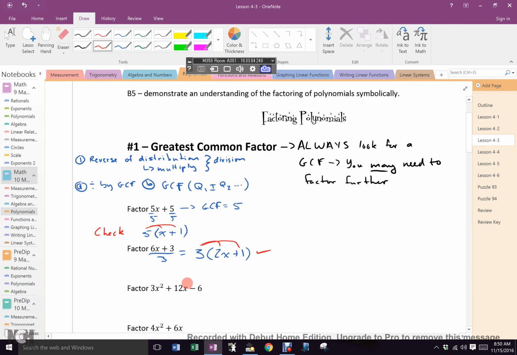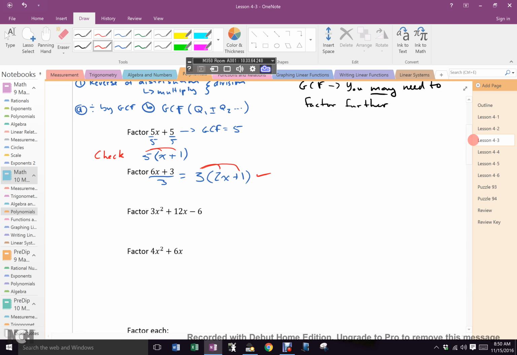Okay. Look at the next one. Uh-oh. Looks different. It's a trinomial all of a sudden. But we're still going to check. What is it? 3 again. So I'm going to divide everything by 3. And I'm going to rewrite it as 3 times x squared plus 4x minus 2. Everybody cool?